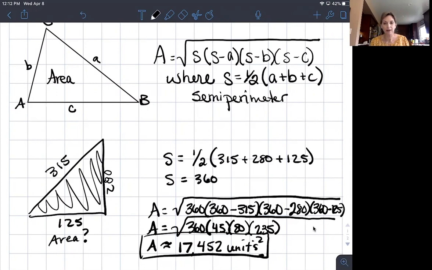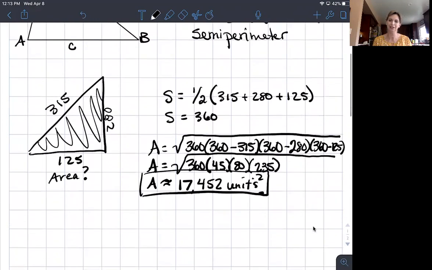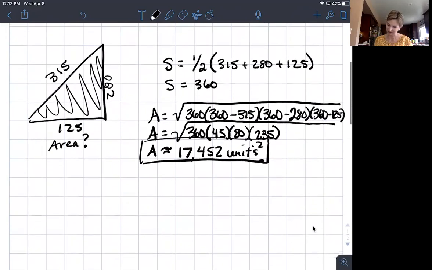And I did that without ever having to find the height or the amplitude of this triangle. Again, I don't know if it's a right triangle or not, so I would have had to find the height or the amplitude first. It kind of looks like a right triangle the way I drew it, but we don't know for sure if it is or not. Okay, let's take another example.